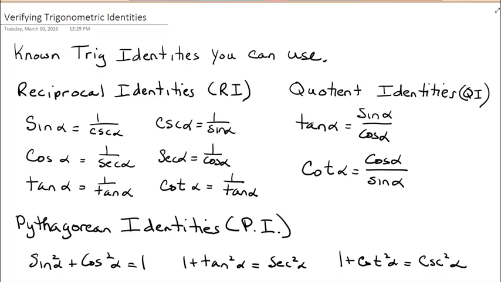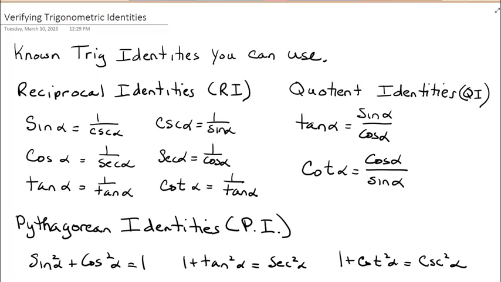So we start with our reciprocal identities. I listed all 6 trig functions. You see it in front of you, and what they are equal to. So sine alpha equals 1 over cosecant alpha, and cosecant alpha equals 1 over sine alpha. Then I also have the quotient identities across from that. You have tan alpha equals sine over cosine, and cotan alpha equals cosine over sine.